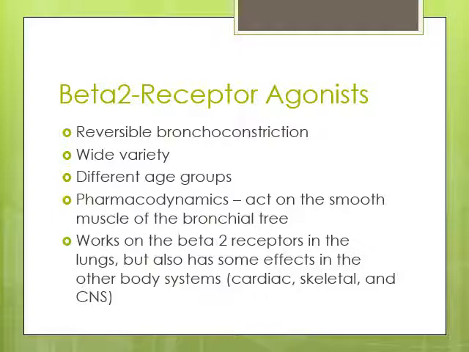The drawback with the bronchodilators in regard to the pharmacodynamics is that, in a perfect world, you wish the beta-2 receptors would be affected only in the lungs. But these medicines also have some systemic effects on other body systems, such as the cardiac system, the central nervous system, and skeletal muscles, and probably of these, cardiac is the most significant.